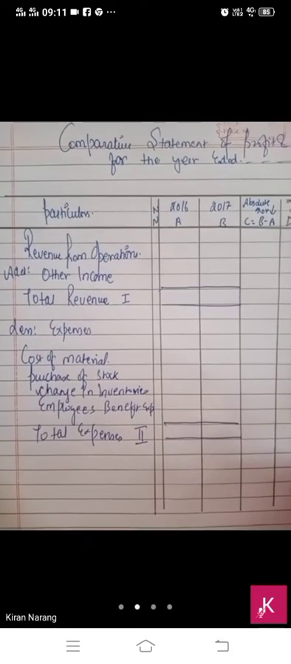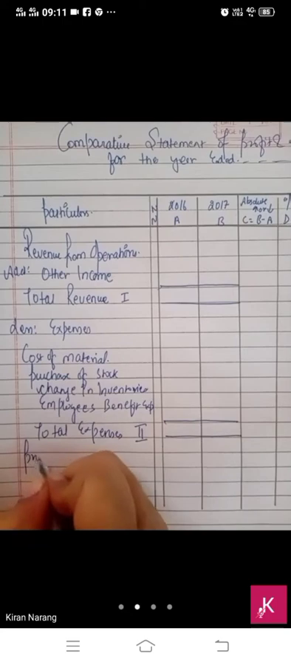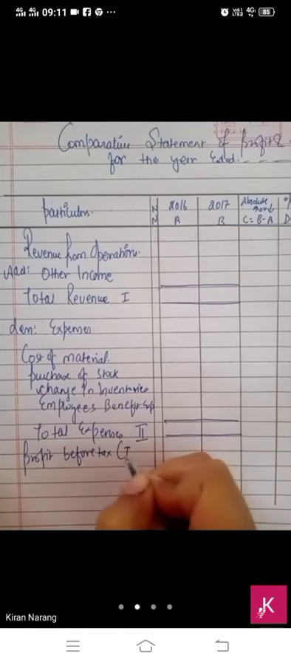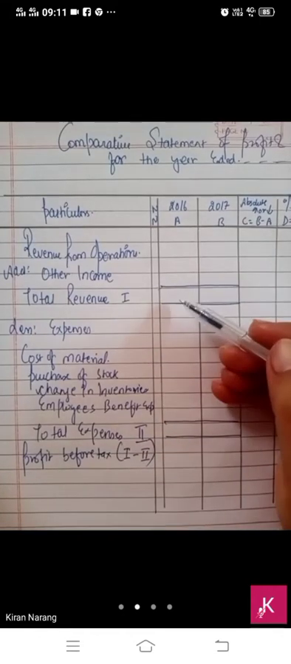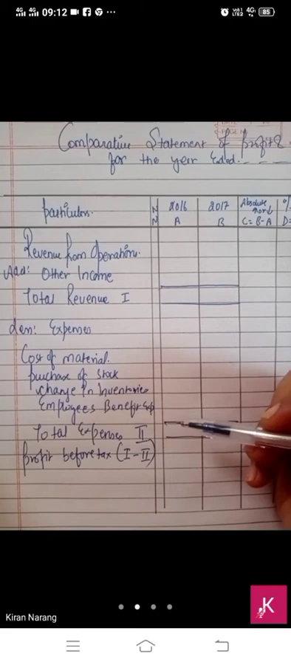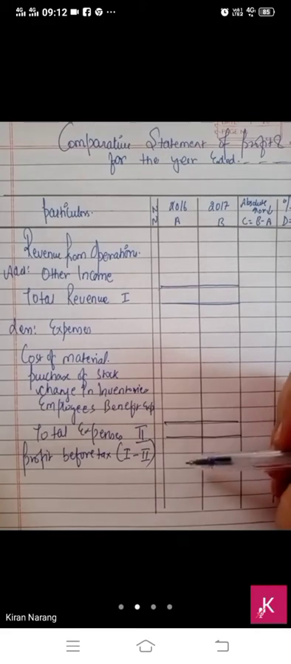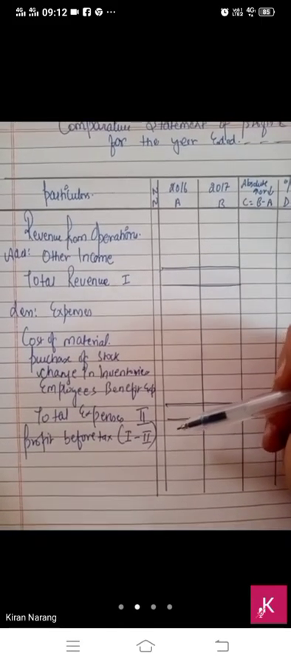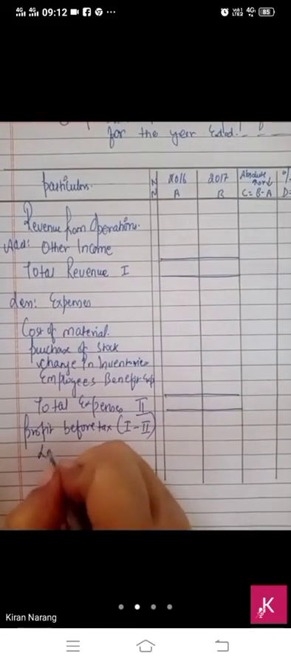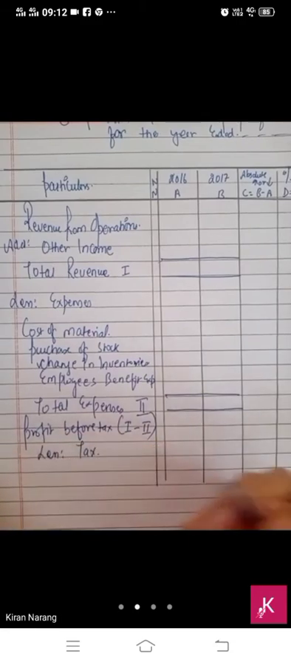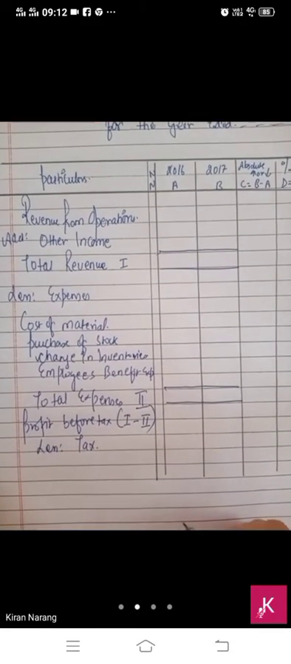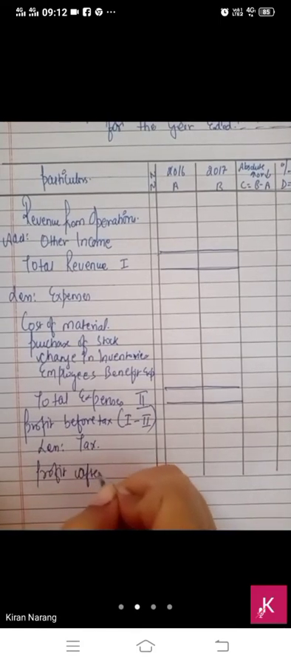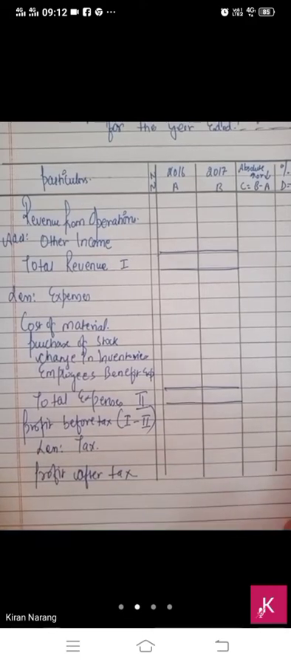Now how will we calculate the profit? Profit before tax: 1 minus 2, means out of total revenue you will deduct total expenses, then it will be your profit before tax. Now you have to deduct tax, and that will be your profit after tax. Profit after tax. This is your final answer.